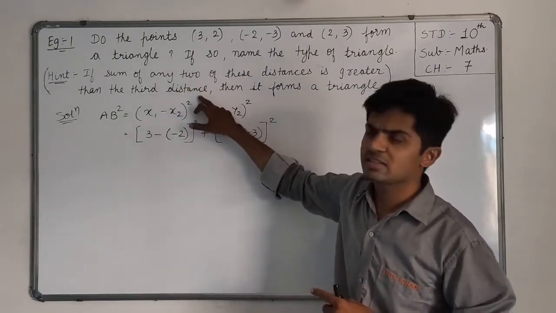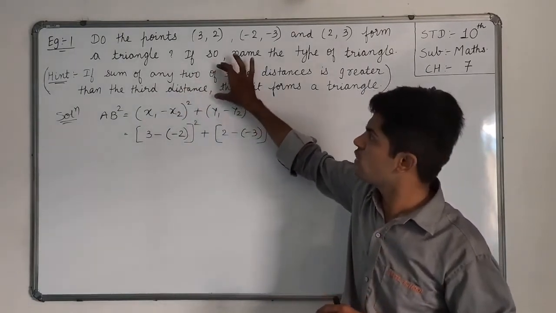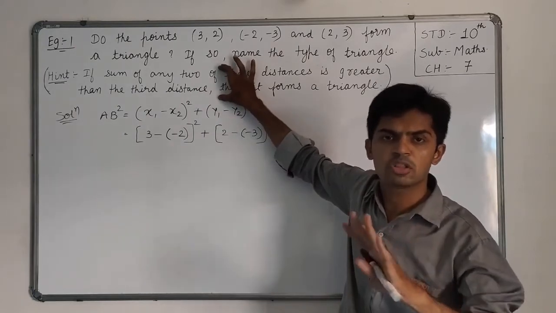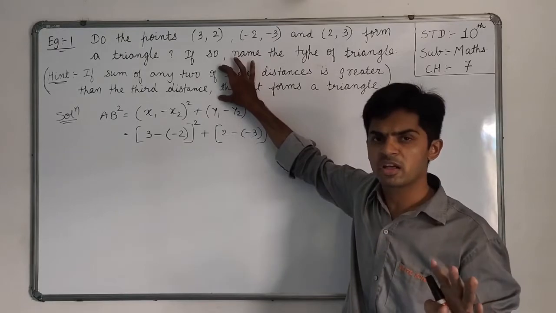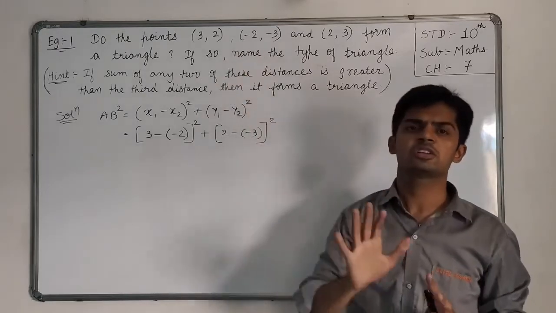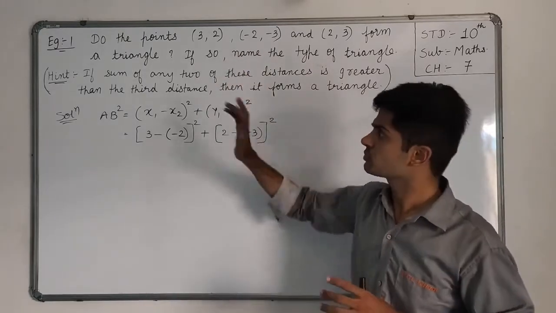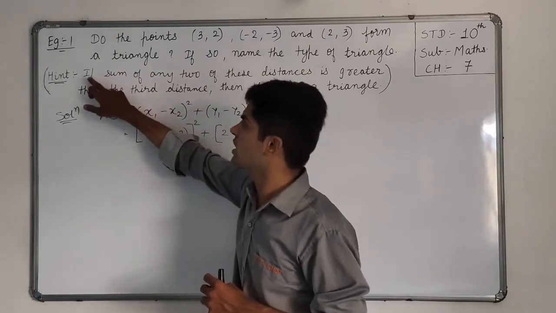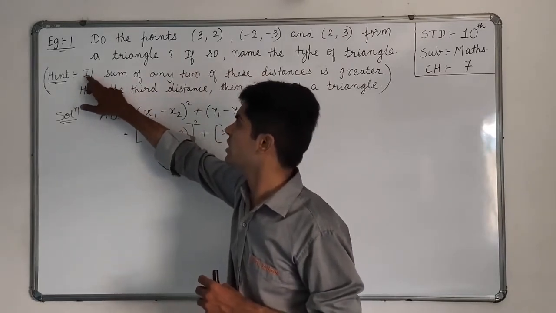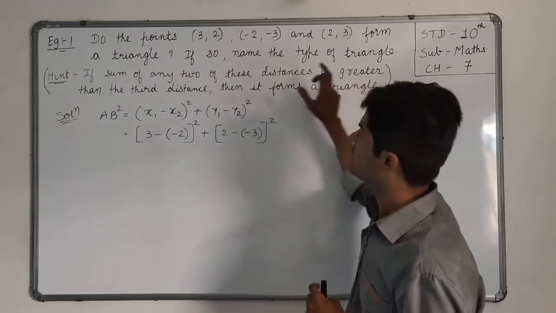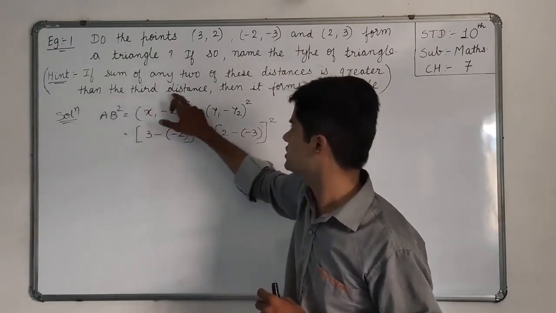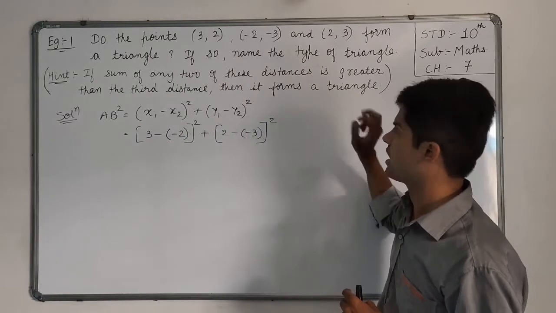Now this hint is written for you, which is not given in the question. Question में आपको दिया नहीं है. Example का जो textbook में question है उसमें आपको hint नहीं दी है. And in exam also this hint is not available for you. Now let us read the hint what is written here. If sum of any two of these distances is greater than the third distance, then it forms a triangle.